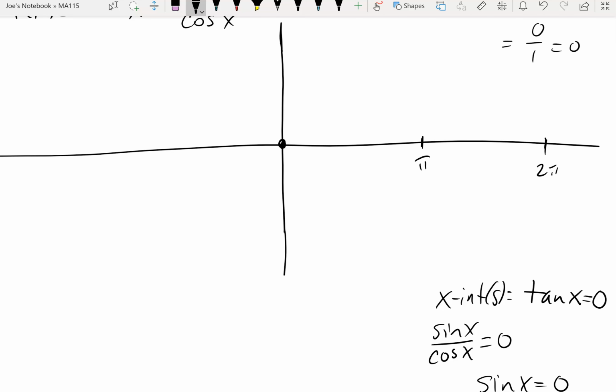And negative pi and negative 2 pi. It's all the multiples of pi, right? Remember those? So it crosses the x-axis at those values. So the x-intercepts for the tangent function are the same as the x-intercepts for the sine function, because if you think about it as a fraction being 0, the top is 0. Okay? All right, well, that gives us at least some points on the graph.